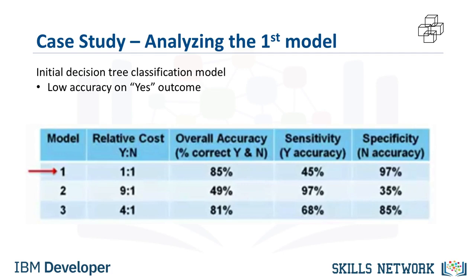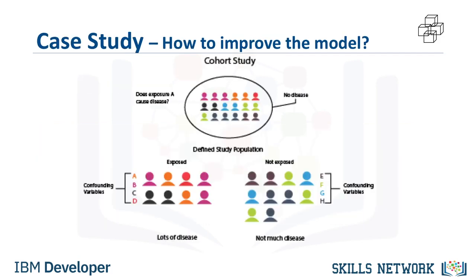The question then becomes, how could the accuracy of the model be improved in predicting the yes outcome? For decision tree classification, the best parameter to adjust is the relative cost of misclassified yes and no outcomes. Think of it like this. When a true non-readmission is misclassified and action is taken to reduce that patient's risk, the cost of that error is the wasted intervention. A statistician calls this a type 1 error or a false positive.